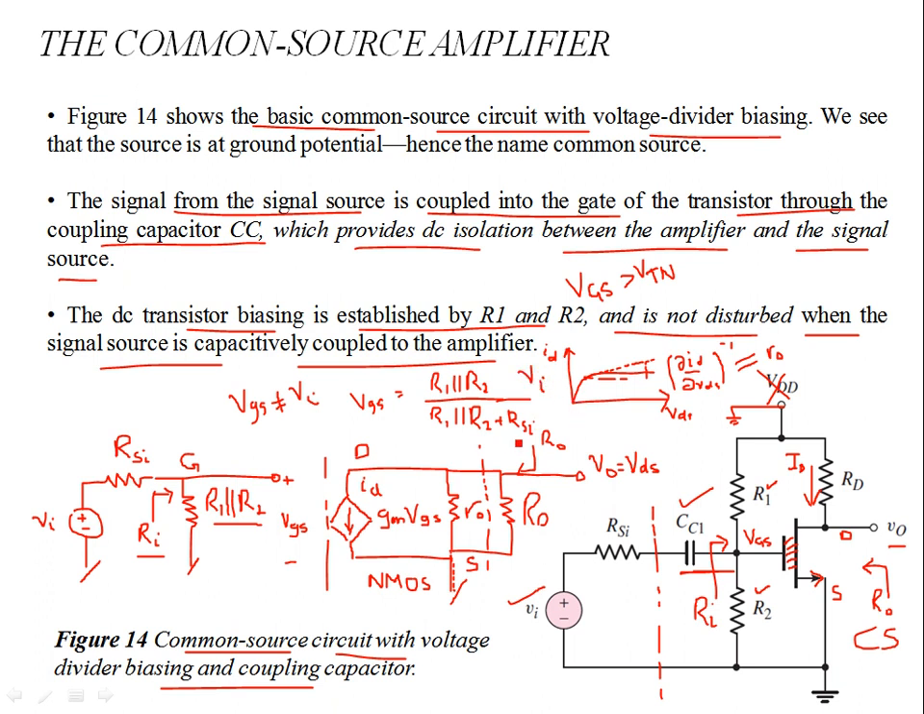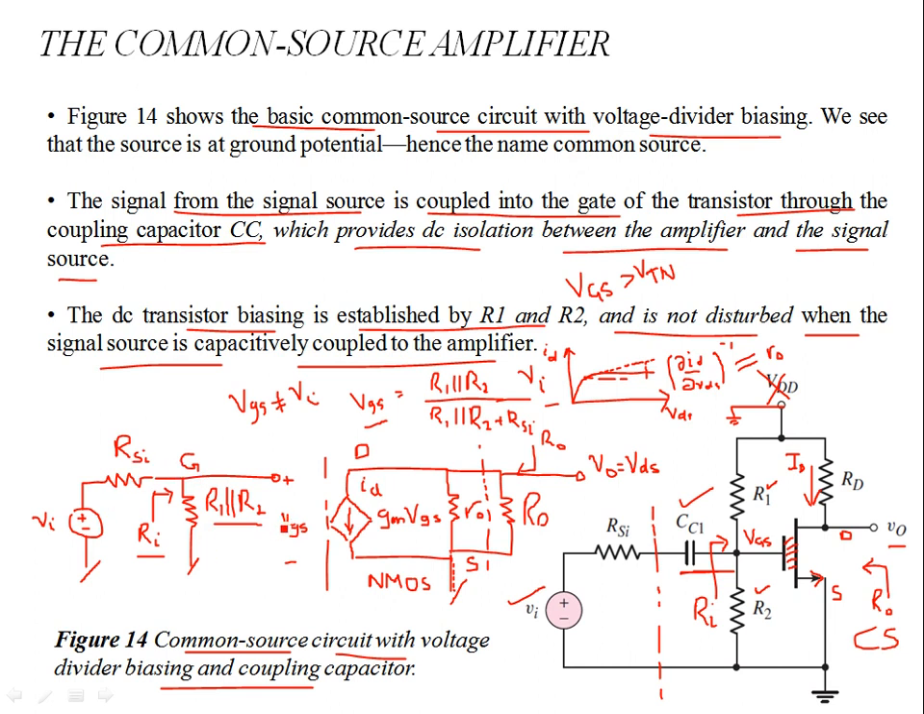Now, RSI should ideally be a much smaller quantity compared to the parallel combination of R1 and R2, so that all of the input voltage VI appears as VGS. But practically, for practical circuits, you will see values of 92%, 95%, or 90% of the input voltage. So that's the input loading due to the voltage division constructed over here.